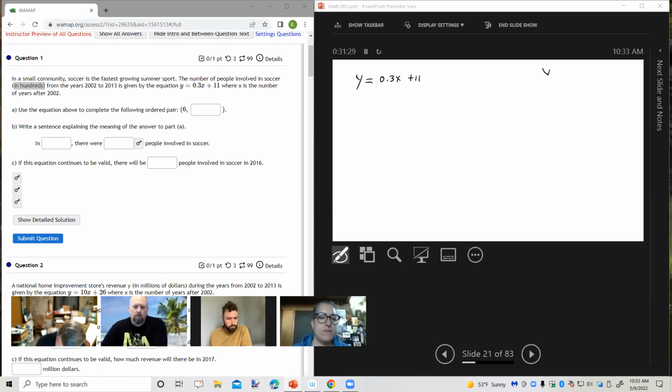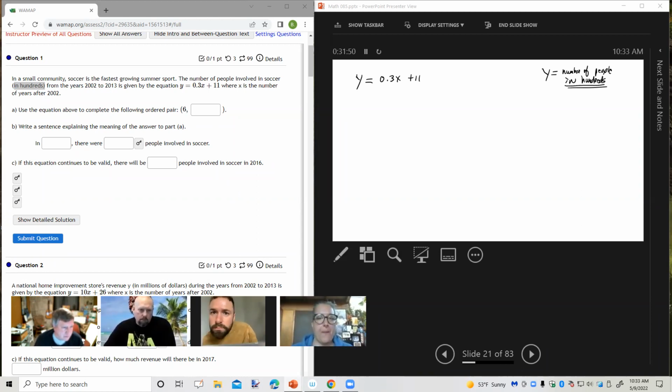So y equals number of people in hundreds involved in soccer, okay? But the key there is in hundreds. And then it says from the years 2002 to 2013, where x is the number of years after 2002. So x equals number of years after 2002. All right, so let's see what that means for us.